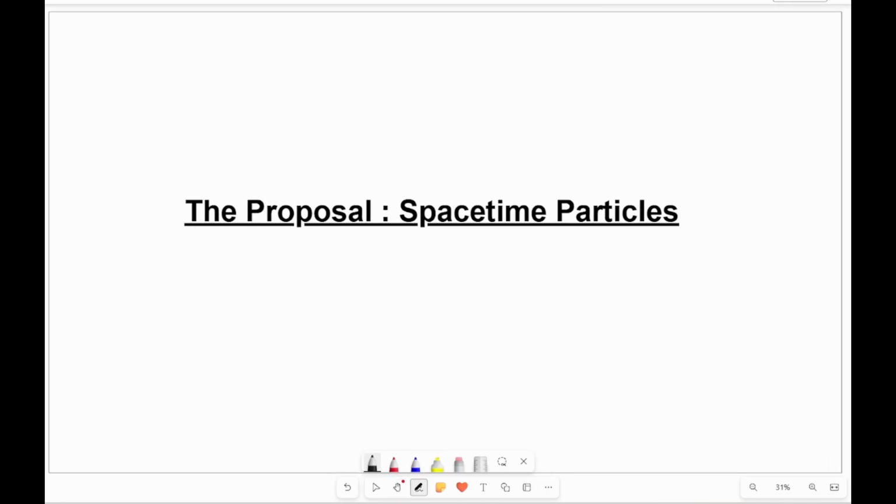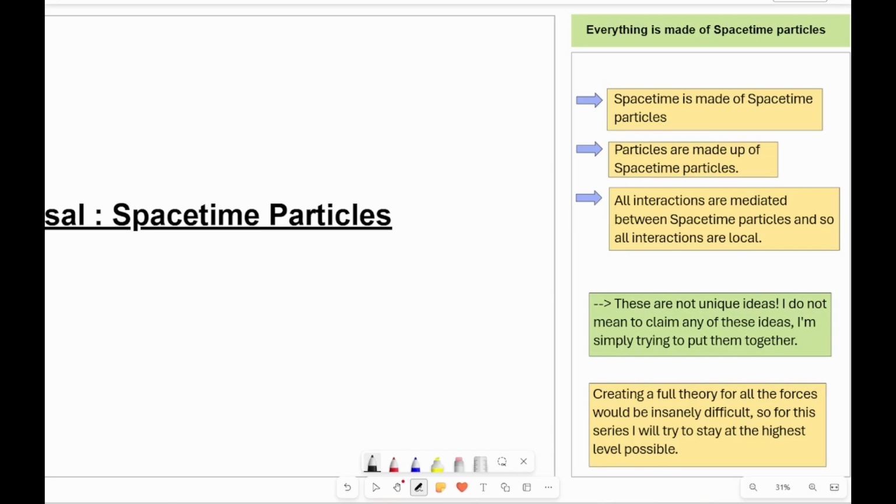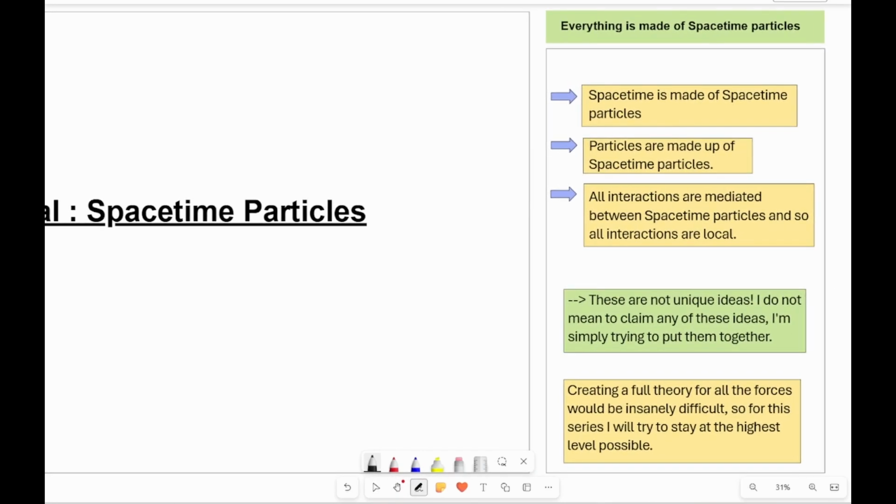And so here we're going to go over the proposal. Everything is made up of spacetime particles. That is, spacetime is made up of spacetime particles. Particles are made up of spacetime particles. All interactions are mediated between spacetime particles. And so therefore, all interactions are local. We can talk later on about Bell's inequality, but the point here is that we're going to start with the absolute minimum of things in our universe, and that is purely just a spacetime particle. We'll add things in as we need to later.